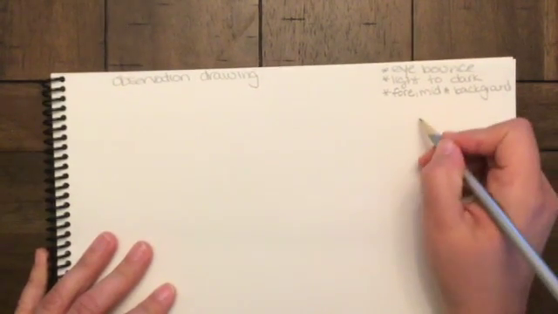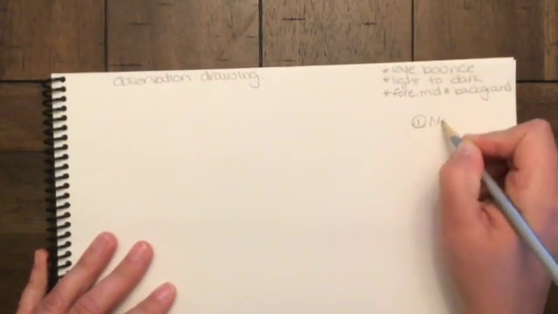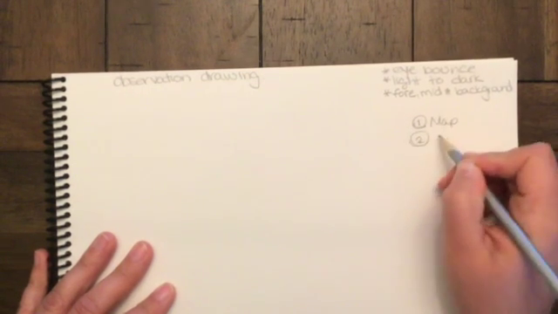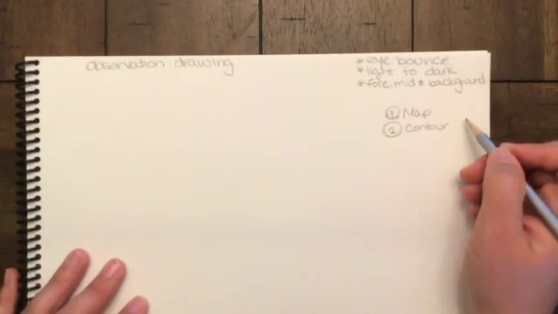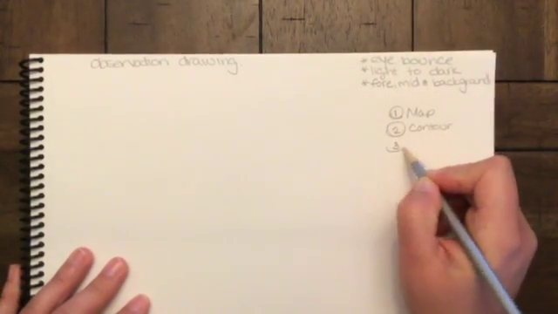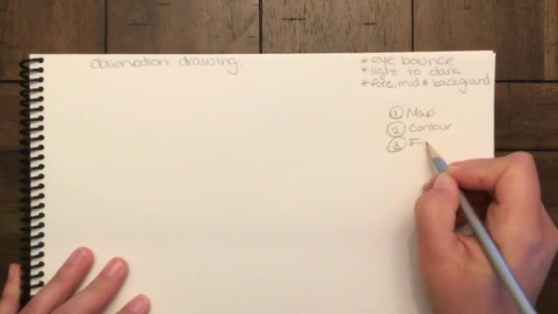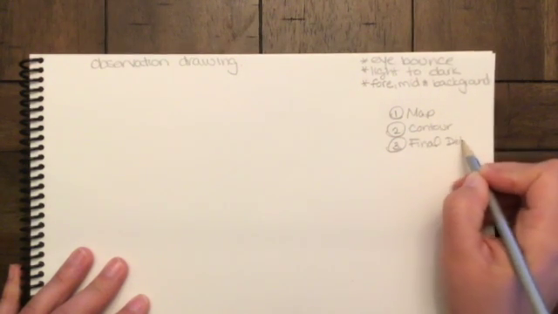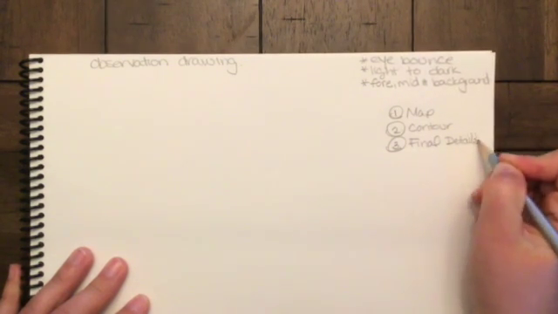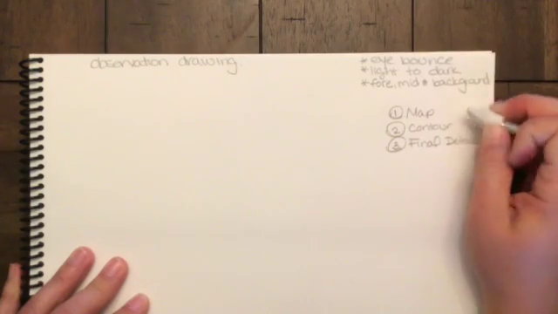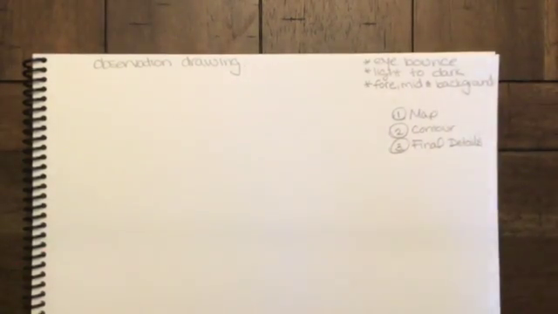So the steps that we're gonna look at right now: one is map, okay? Two is contour. For anyone who doesn't know what a contour line is, that's like the outline. And then three is final details, okay? Now final details have, I'll stick that eye in there, a couple of things that go with it, all right? Now I want to show you real quick. I'm going to pull out a book that I have, okay, of what some of these things look like and what we're going to look at, all right?